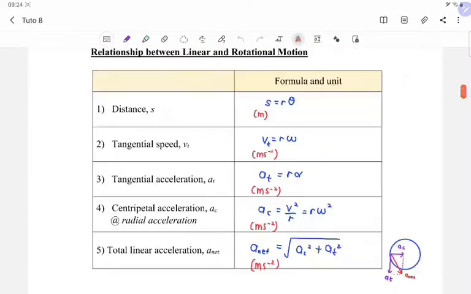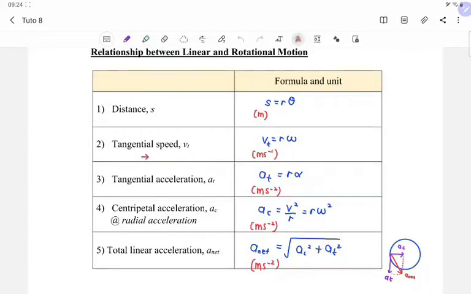Okay, next we want to see the relationship between the linear and rotational motion. Okay, so for distance, we know that we have displacement for linear, and then for rotation we have angular displacement. So this is the formula, s equals r theta. So remember the theta is in unit radian and r in meter.